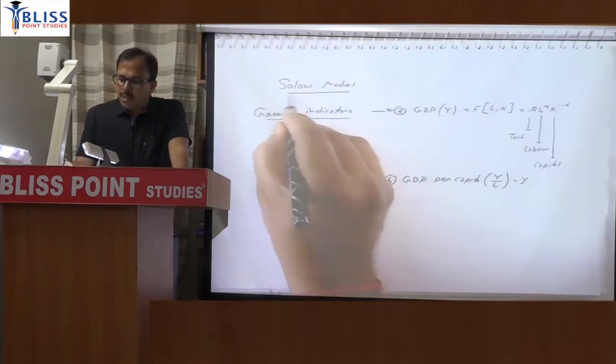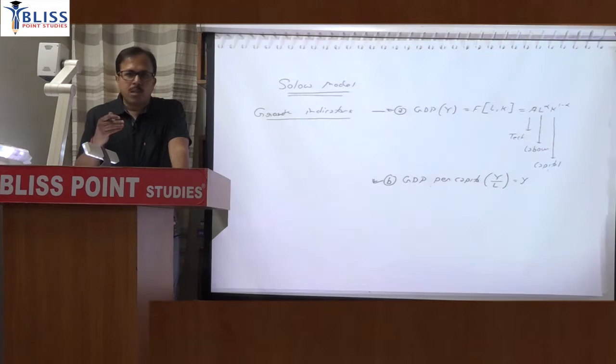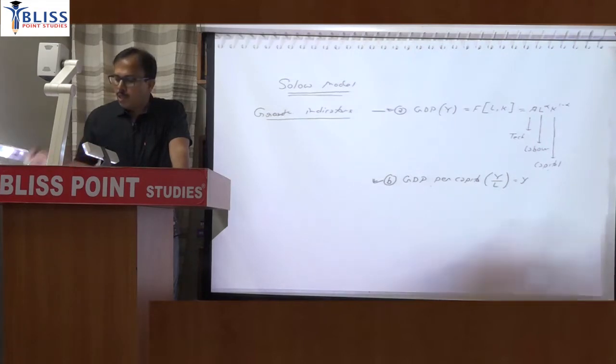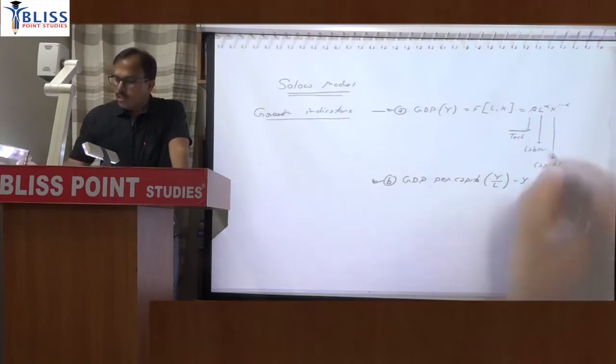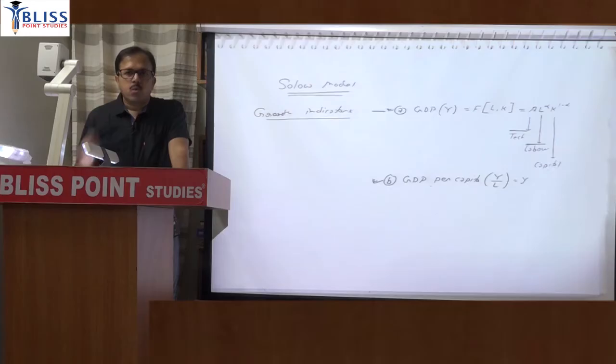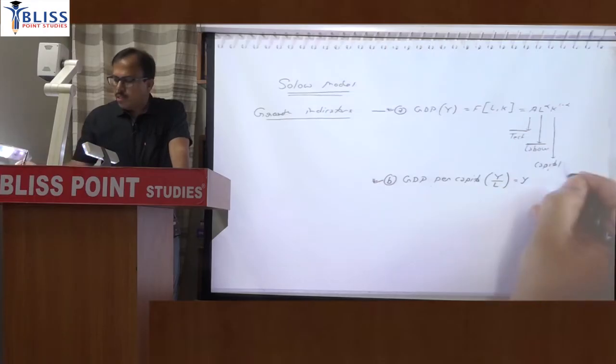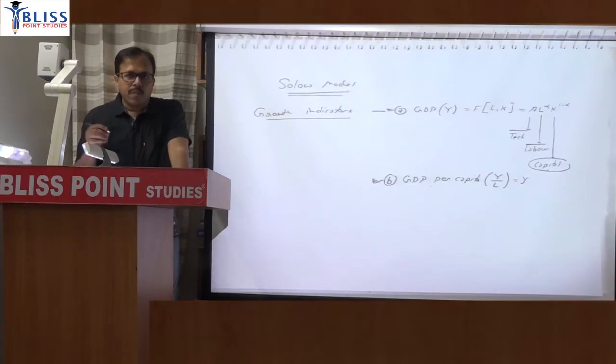So when we build the Solow model, we will build it step by step. Like in the first model, we consider technology constant, we consider labor force constant. So if technology is constant and labor is constant, then the GDP can increase only because of an increase in capital. And when capital increases, capital means what? Capital means a stock of plant and machinery.